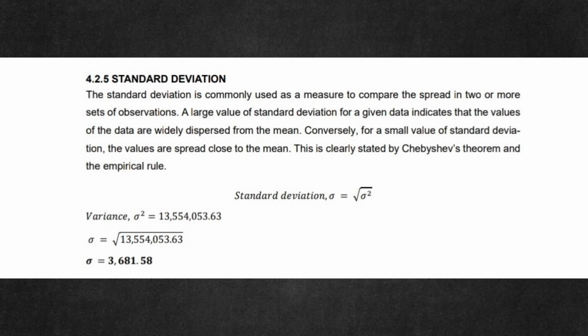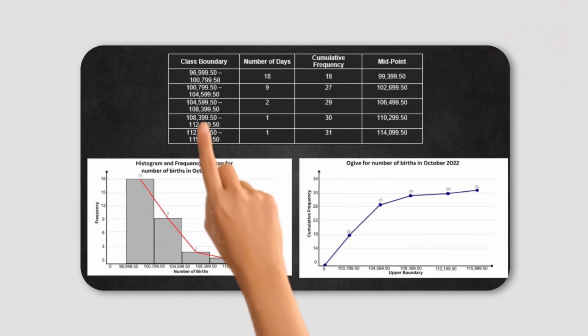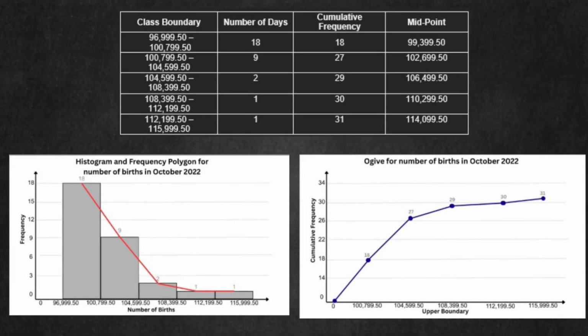To find the standard deviation, we need to take the square root of the variance. After we take the square root of the variance, we will find that the standard deviation is equal to 3,681.58. Now, I'm going to talk about the interpretation of the measures of central tendency. To make interpretations easier, the data must first be organized into graphs. In this video, we will be using a histogram, frequency polygon, and Ogive graph.